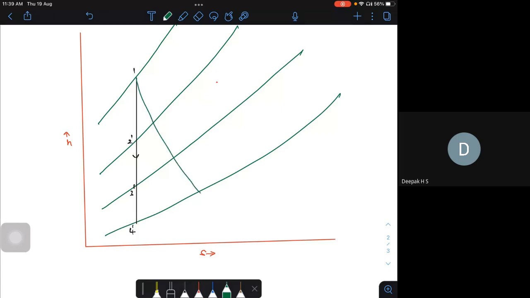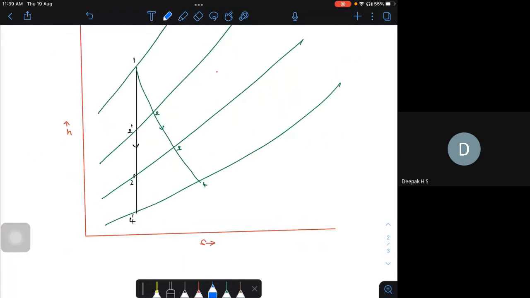Okay. This is what I could simply see. So this is the expansion. I can call these points 2, 3, and 4. So this is a simple expansion that I could see. If I want to draw, I can also draw a dome. So I can draw a dome.